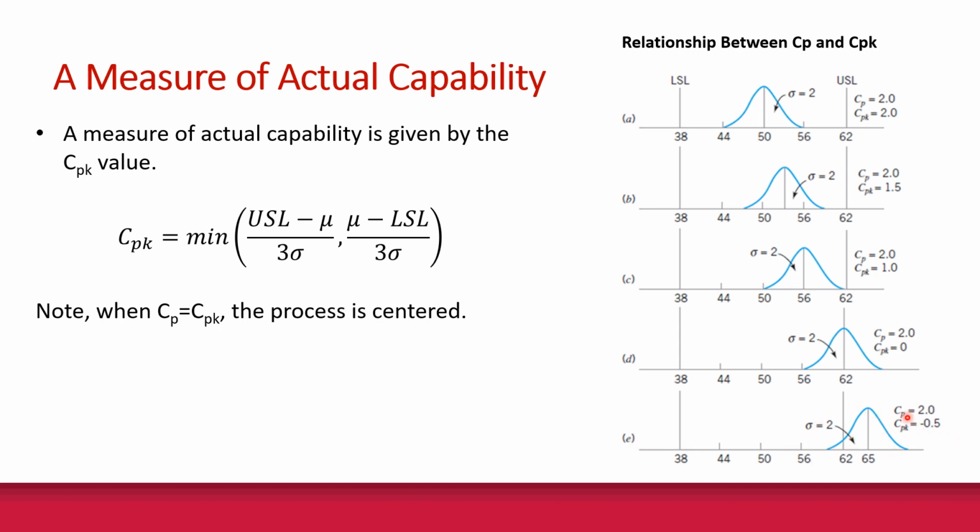And clearly, if you look at all these processes, we prefer process A here. We want not only a big C sub P value, but we want the process centered. So in that respect, C sub PK is a better measure of process capability. In fact, some people would say that C sub P is a measure of potential capability, whereas C sub PK is a measure of actual capability.